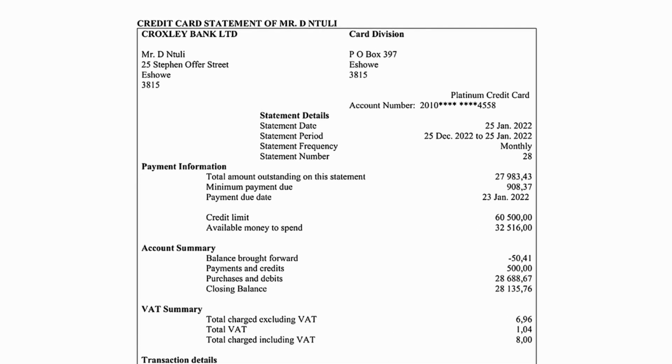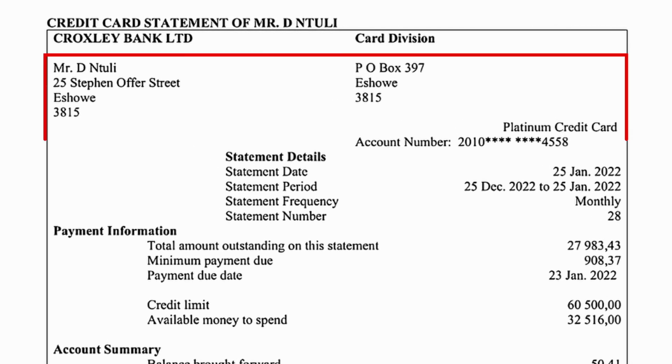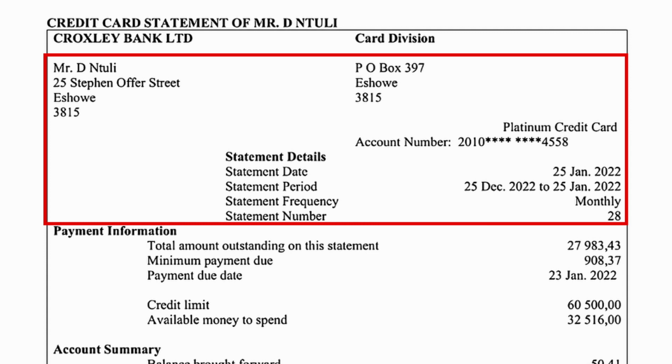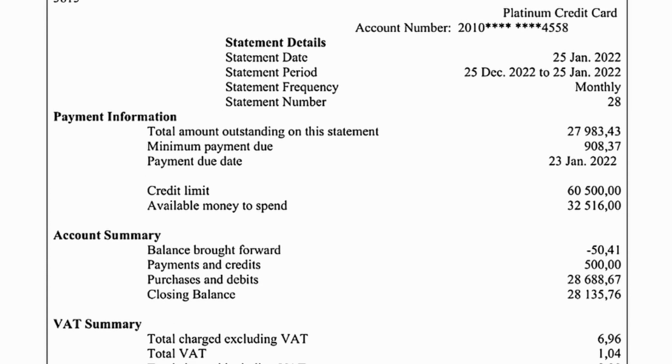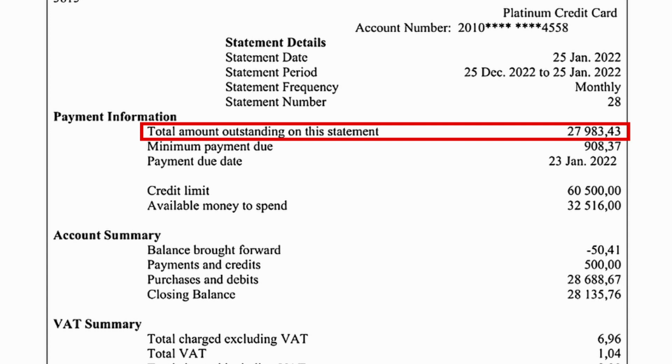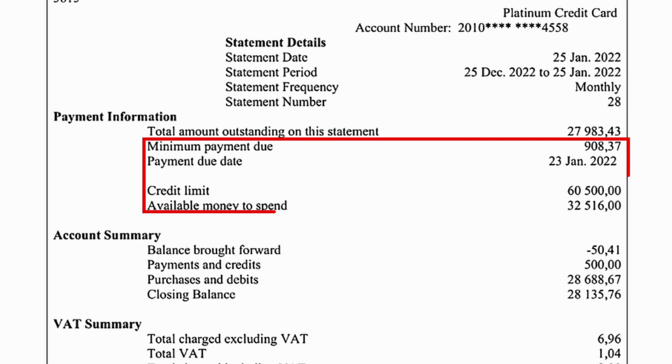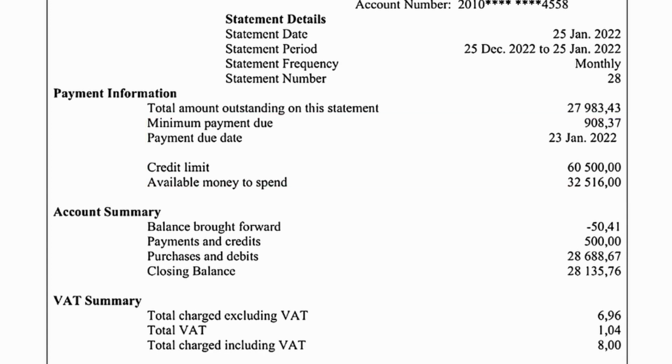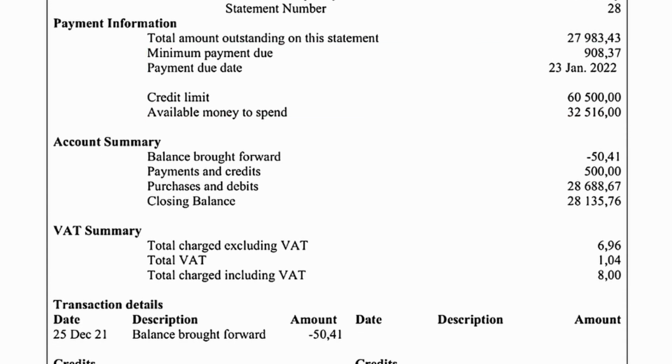In Annexure A, you are given a credit card statement that has the usual personal and statement details at the top. The payment information lists the total amount outstanding on this statement. This is the amount owed by Mr. Ntuli. The minimum payment, payment due date, credit limit, and available money to spend are also listed here. A summary of the account is listed next.